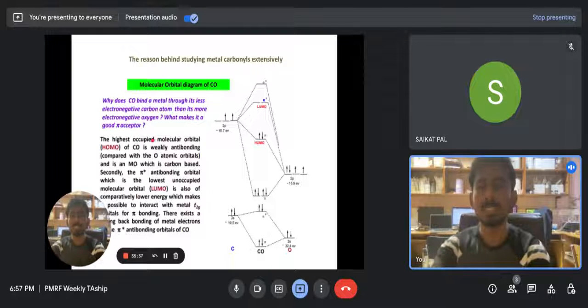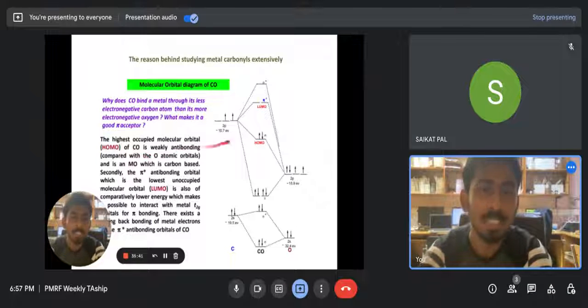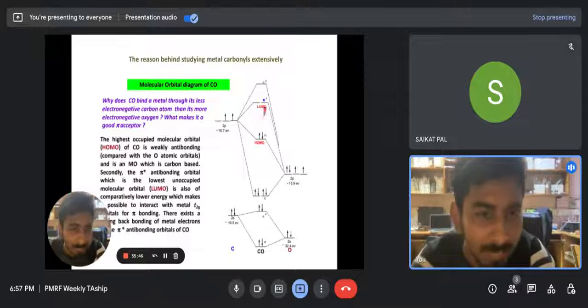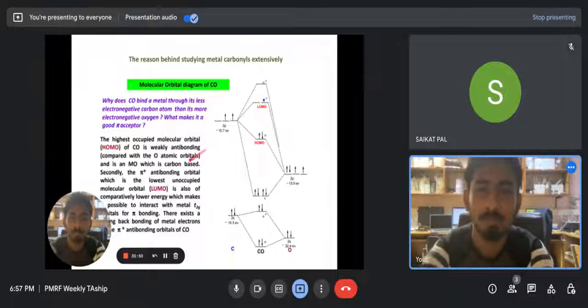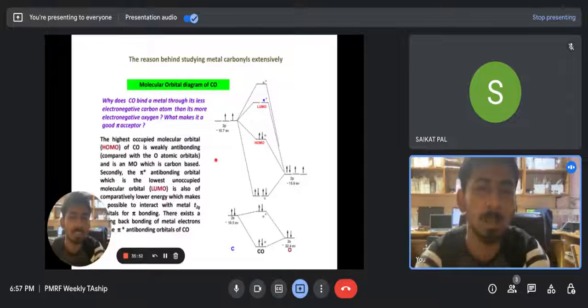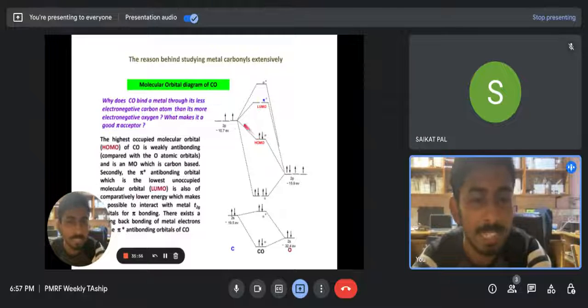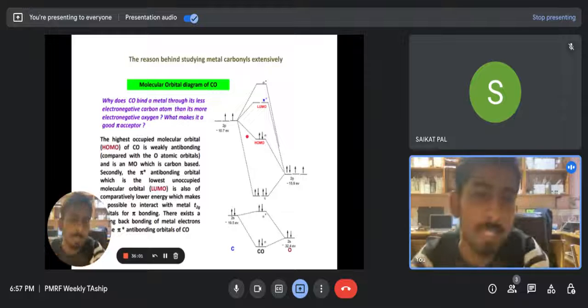So now we will read this. The highest occupied molecular orbital, or HOMO, of CO is weakly antibonding in nature. You see, the sigma HOMO has a significant amount of antibonding interaction with the pi star, compared with the oxygen atomic orbitals, and it is an MO which is carbon based. I already said, this is because the HOMO is very close in energy level to the carbon orbital.